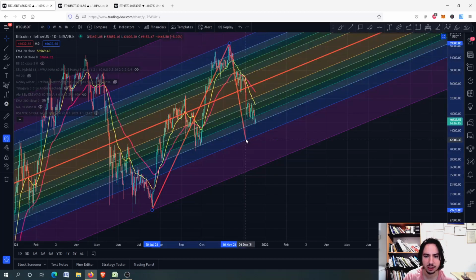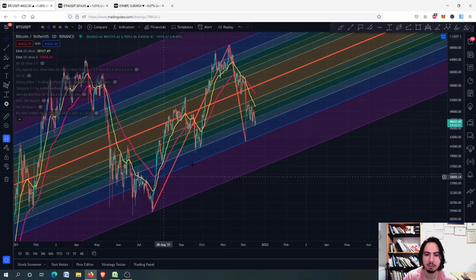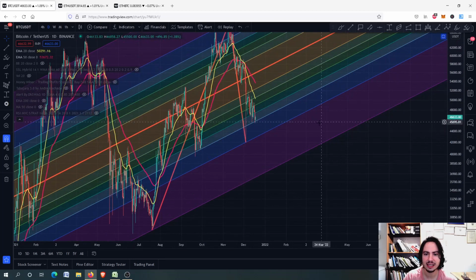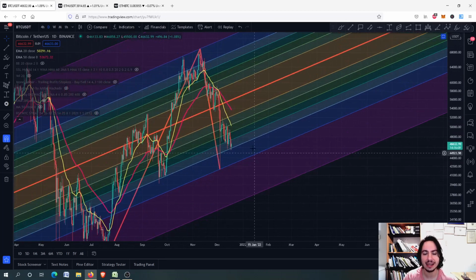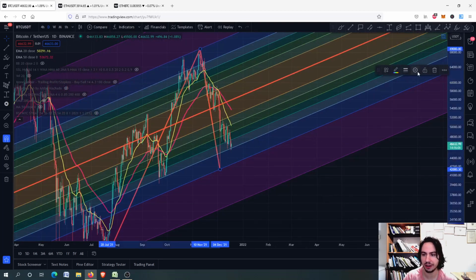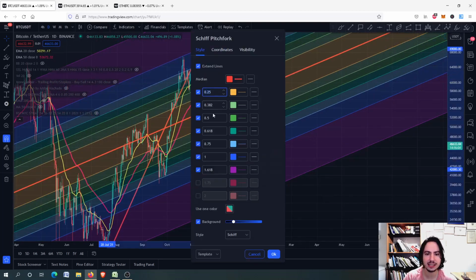All right. So therefore, you are going to see some important support lines. These are Fibonacci levels, nothing more than Fibonacci levels. You go to the settings and enable all of these: 1.618, 1, 0.75, 0.618, and so on, all these numbers. And then you click the X to extend the lines as well.